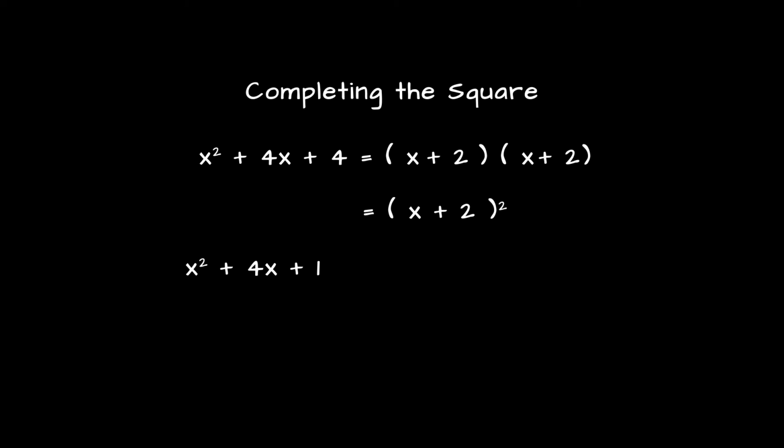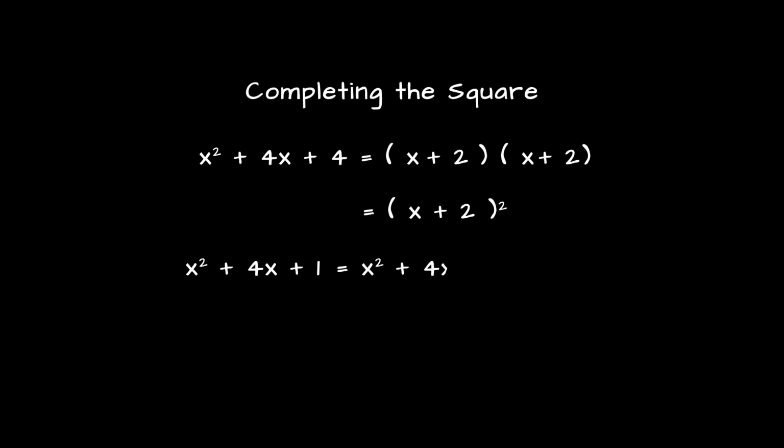Now let's imagine that we take that original quadratic expression and change it just a little bit by changing the constant term from 4 to 1. Question: can we still factor this quadratic expression as a perfect square? Well, the answer is unfortunately no, but there is something we can do that comes kind of close. Namely, we can take this quadratic expression and do something a little sneaky.